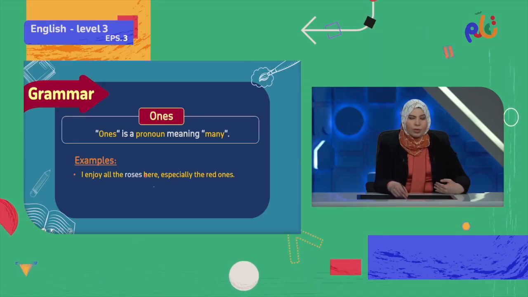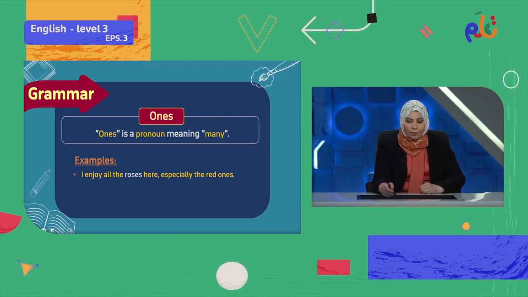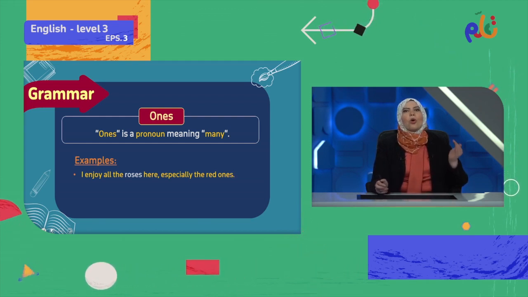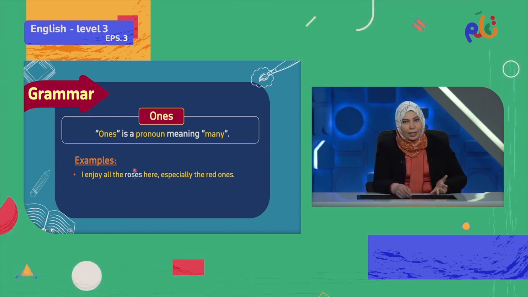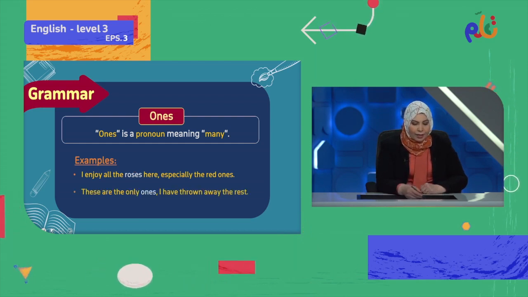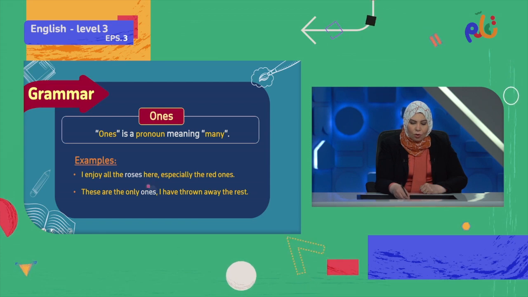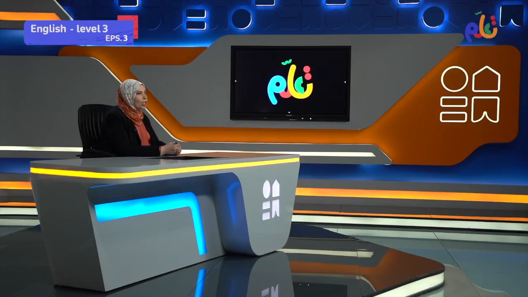Like the examples that we have, I enjoy all the roses here. I'm talking about roses, many flowers. So we're talking about something which is plural. Especially the red ones. Instead of saying especially the red roses again, to avoid repeating the same word, my word here is plural, so I used ones. These are the only ones I have. I have thrown away all the rest. So ones here is something mentioned earlier, and to avoid repetition I use ones.